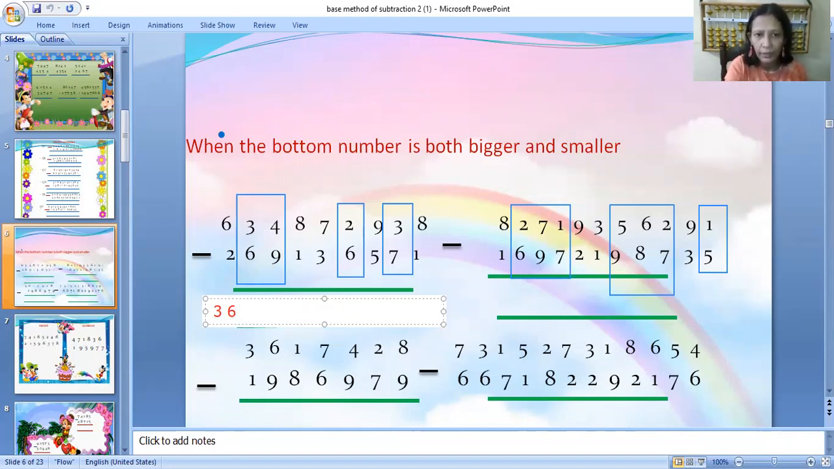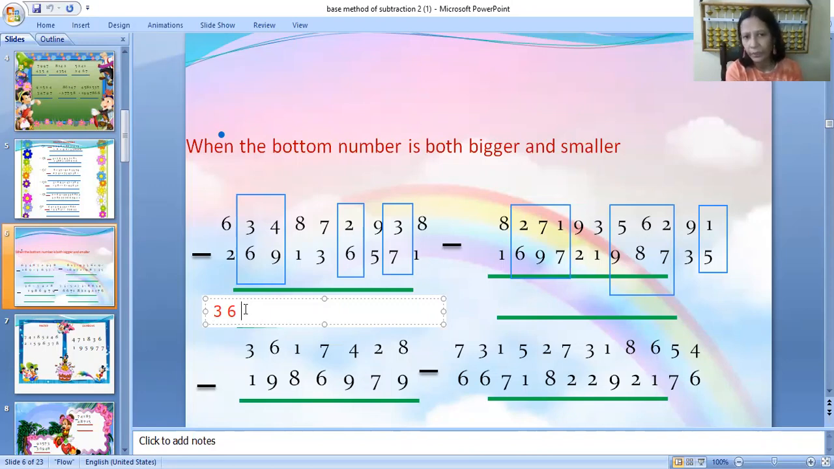Okay, move to the next pair. 4 and 9 are the next pair. And what is the complement of 9? See, 1 is the complement of 9. What will you do with 1? You will add 1 with 4. 1 plus 4 is 5. So will you write 5 here?